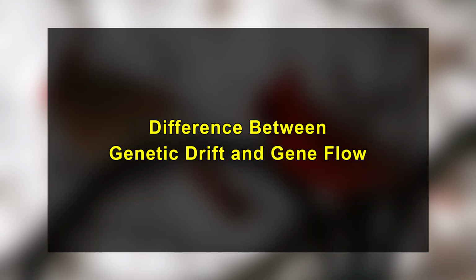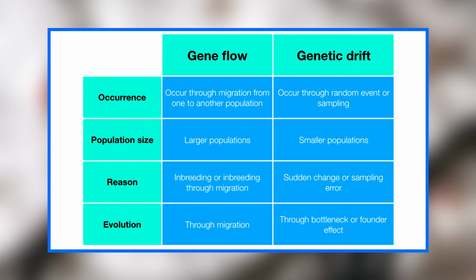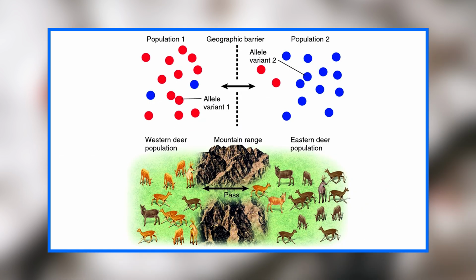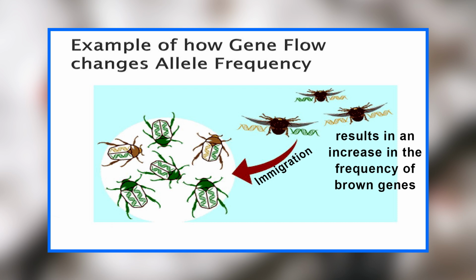Dear students, let's now understand the difference between genetic drift and gene flow. Gene flow is the movement of genes between populations, species, or organisms. For example, bacteria can transfer genes between different cells. On the contrary, genetic drift refers to the random selection of a gene in a population. When individuals from one population migrate to some other population and breed there, gene flow occurs. So gene flow changes the allele frequencies, which can result in an increase of a particular gene.